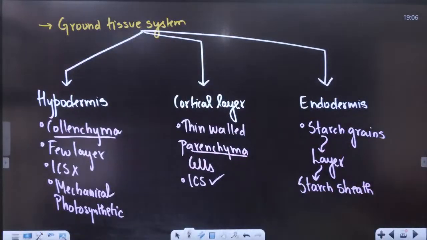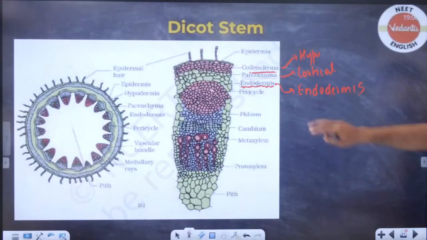Students, are you writing down all this? Is everyone writing down? The ground tissue system is divided into three separate categories, called your hypodermis, cortical layer, and endodermis. This much.